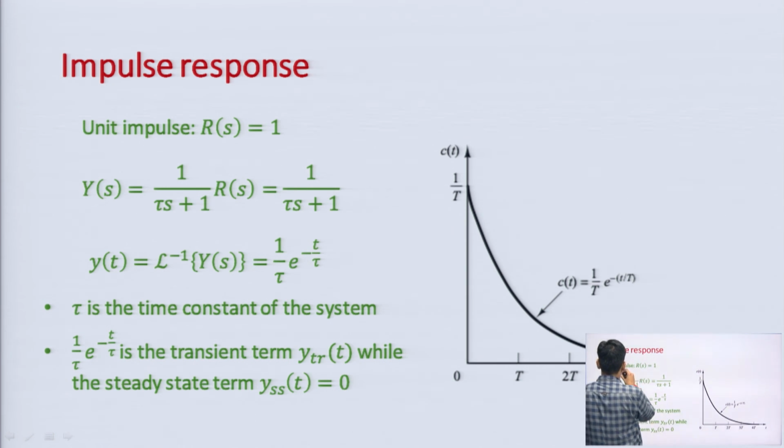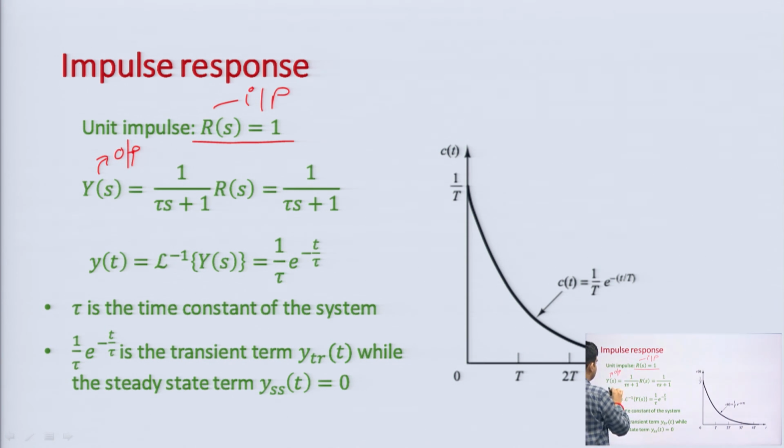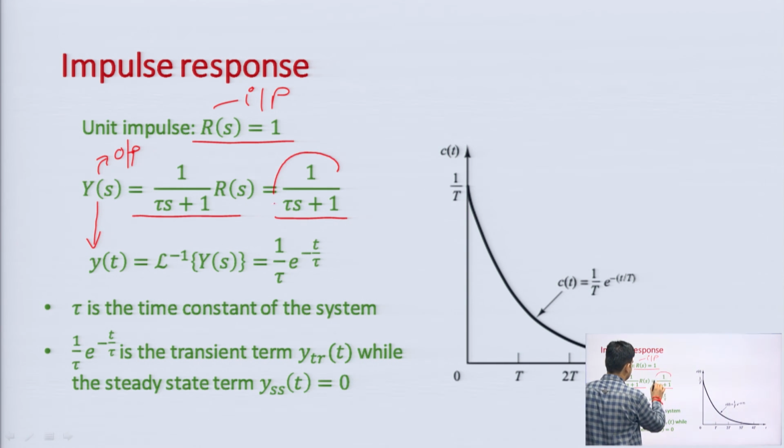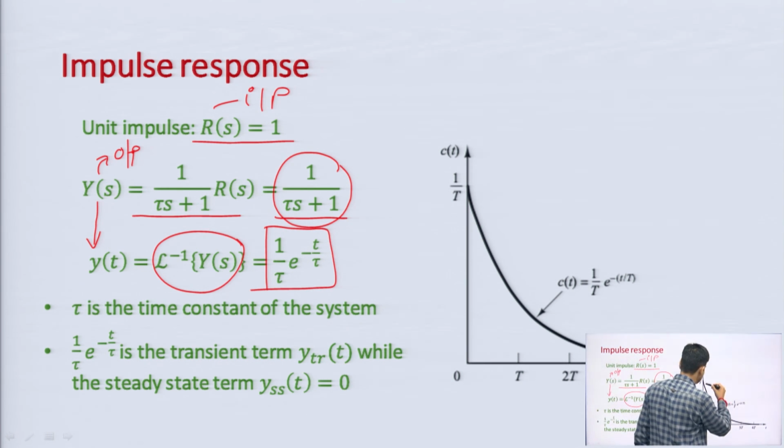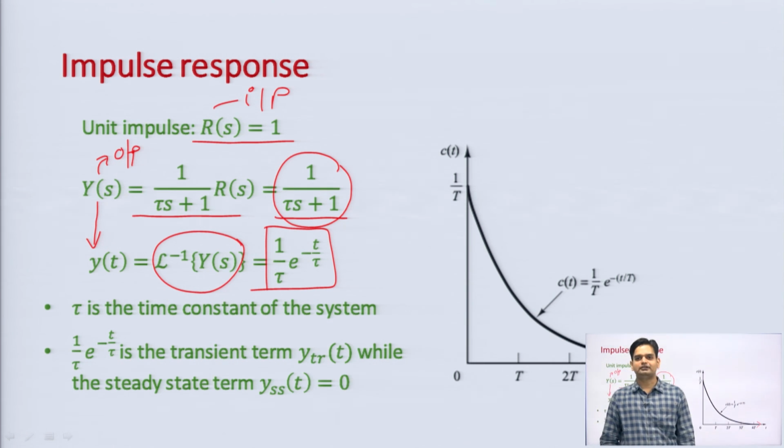Here I am applying a unit impulse, and in the S domain its value is 1. Y s over R s, where R s is my input signal and Y s is my output signal in the S domain, would be the expression. R s is 1. To obtain my output, I need to take the Laplace inverse, y t, and it would be given by 1 over tau times exponential of minus t over tau. If I plot this function, I will get this response. So, this is the impulse response of the first order system.